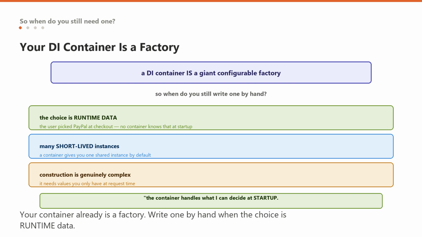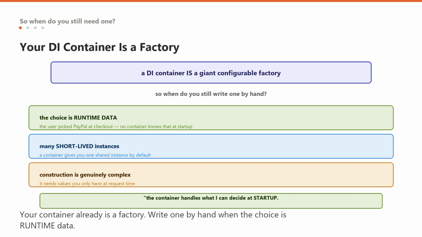So, when do you still write a factory by hand? 3 real cases. 1. The decision is made at runtime from data. The user chose PayPal at checkout, and no container can know that at startup, so you inject a factory, and you ask for the right processor when the request arrives. That is the most common legitimate use, by far.